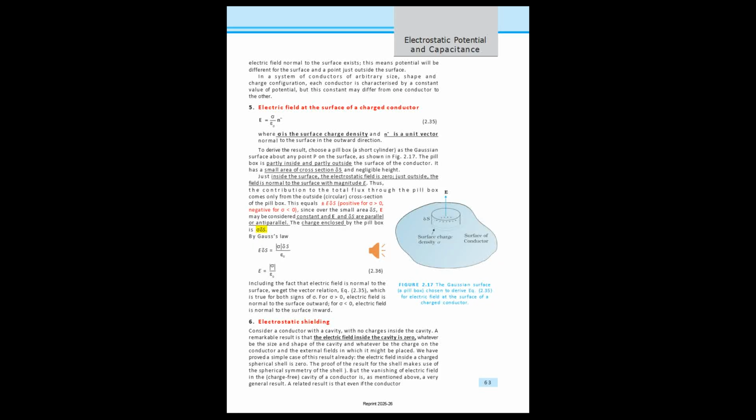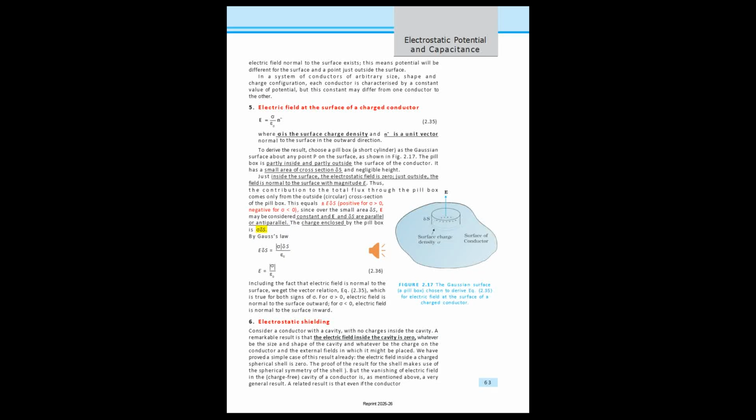Since over the small area delta S, E may be considered constant and E and delta S are parallel or antiparallel. The charge enclosed by the pillbox is sigma delta S. By Gauss's law, E is given by the equation 2.36. Including the fact that electric field is normal to the surface, we get the vector relation, equation 2.35, which is true for both signs of sigma. For sigma greater than 0, electric field is normal to the surface outward. For sigma less than 0, electric field is normal to the surface inward. Electrostatic shielding. Consider a conductor with a cavity, with no charges inside the cavity.